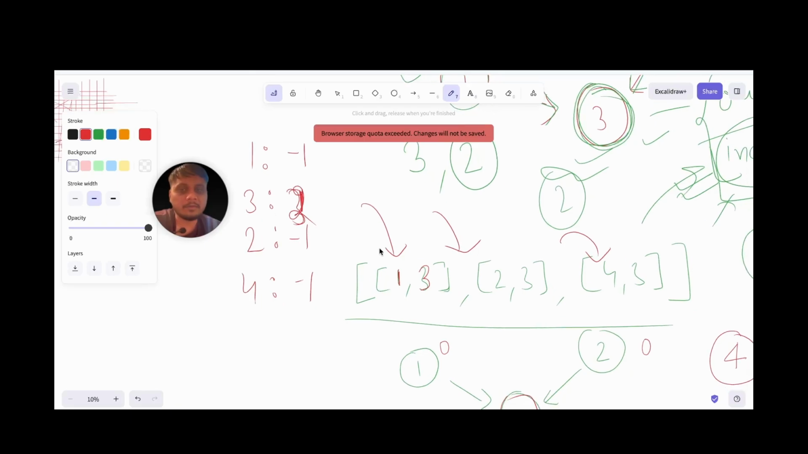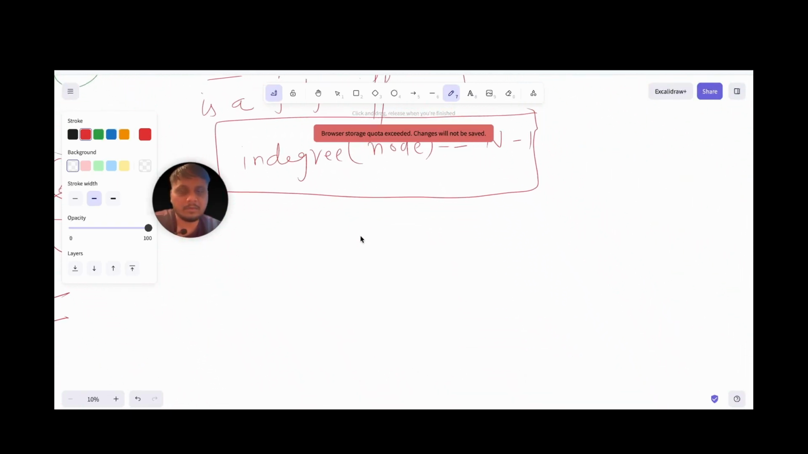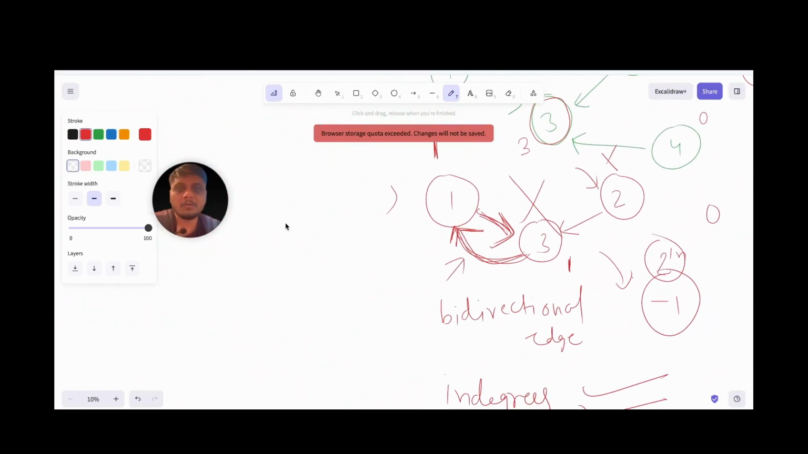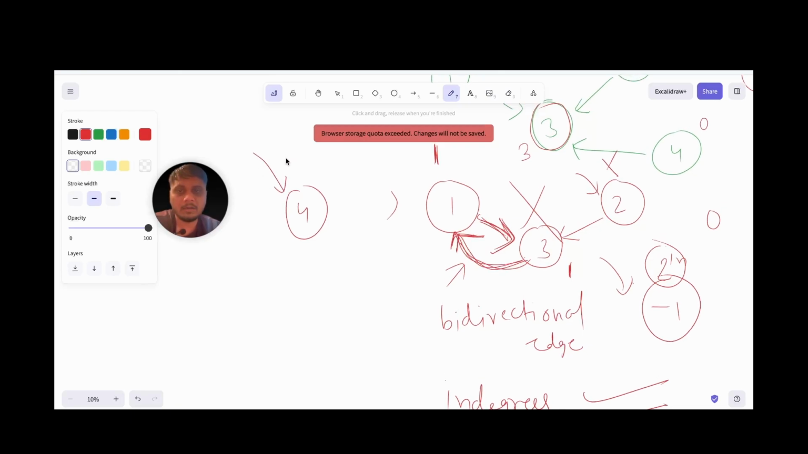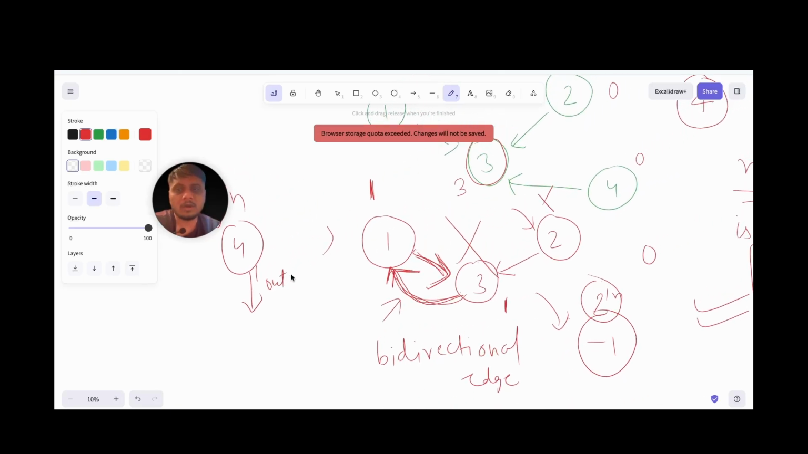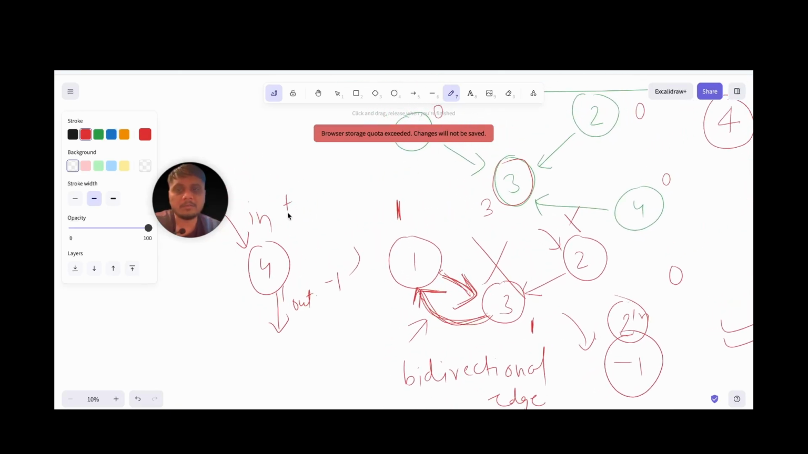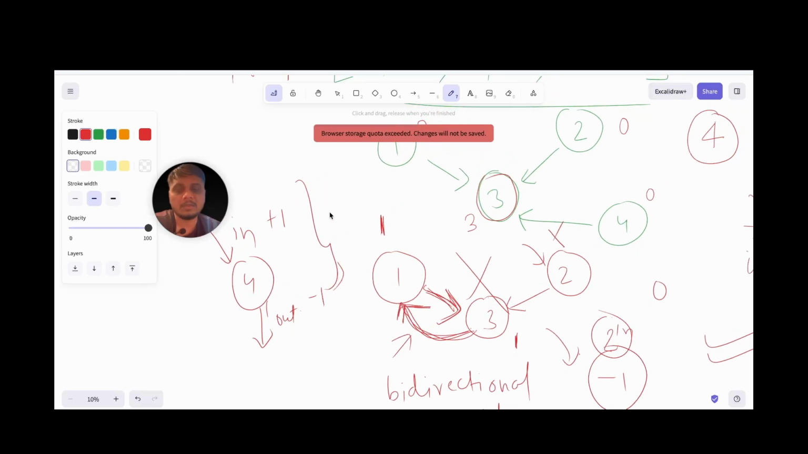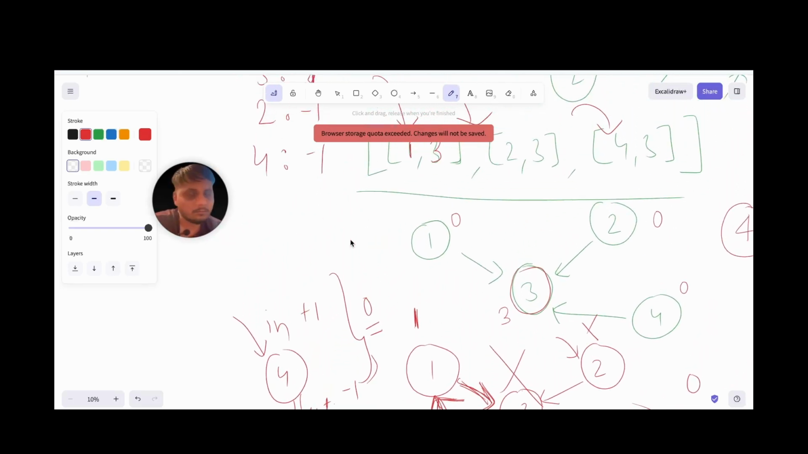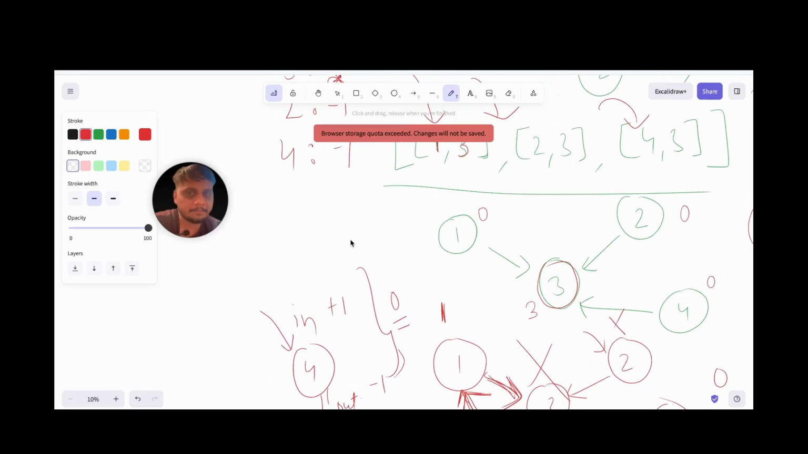Why am I using -1? There is a reason for that. Let's say there is a node 4 and there is an in degree of 1 and there is an out degree. This is in, this is out. So for out I will use -1, for in I will use +1. So the overall degree becomes 0. That's why I am doing it -1.